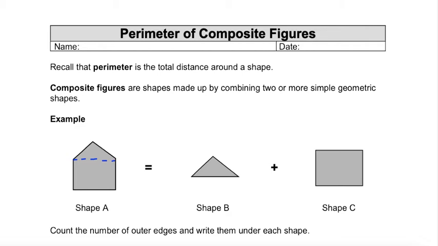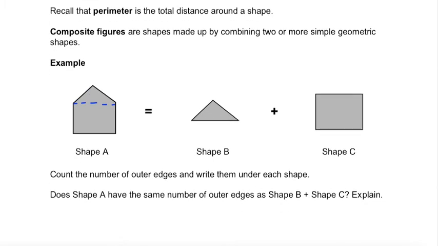It's important to think about when we're looking at composite shapes to only include the outside shapes, not any of the inside shapes. So when we're counting the number of outer edges for shape A, we have 1, 2, 3, 4, 5. For shape B, we have 1, 2, 3. And for shape C, we have 1, 2, 3, 4. But 3 plus 4 gives you 7. But we only have 5 sides for shape A. And why is that? Well, because the triangle and the rectangle share the one edge.